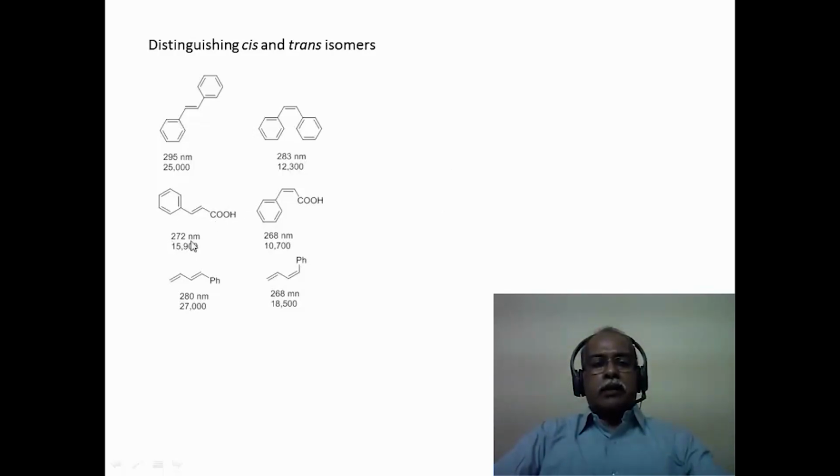The trans-cinnamic acid is 272 nanometer. Here the extended conjugation is all the way up to the carbonyl functional group of the carboxylic acid. The cis-cinnamic acid has an absorption around 285 nanometer. What is even more important is the hyperchromic shift of the trans isomer in comparison to the cis isomer, in terms of the epsilon value being about 1.5 times more than that of the cis isomer. This is phenyl butadiene. In the case of phenyl butadiene, this is a trans isomer and this is a cis isomer. Once again, the trans isomer has a longer absorption wavelength with a higher extinction coefficient compared to the cis isomer, which has a lower wavelength absorption and a lower extinction coefficient also.